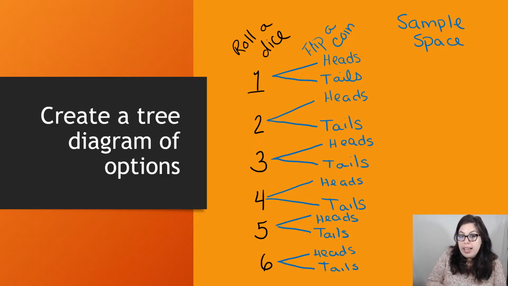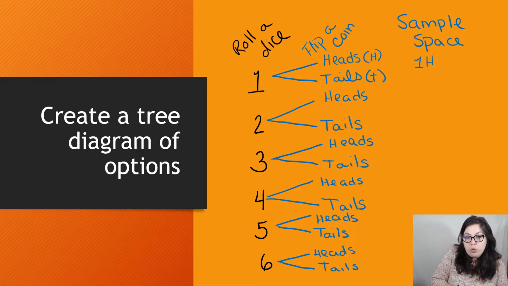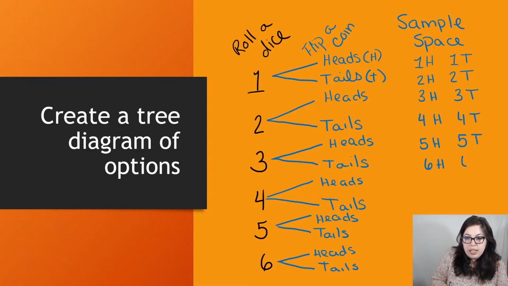So I'm going to call heads H and tails T. So my first option, I just follow my tree. I can roll a 1, I can flip a heads. I can roll a 1, I can flip a tails. Then follow my tree, 2 heads, 2 tails, 3 heads, 3 tails, 4 heads, 4 tails, 5 heads, 5 tails, and 6 heads, 6 tails.